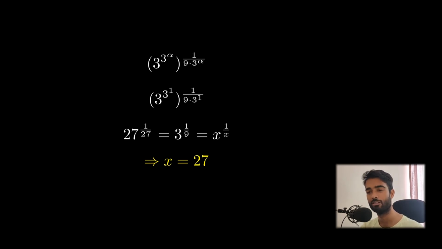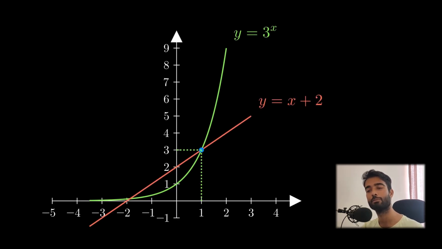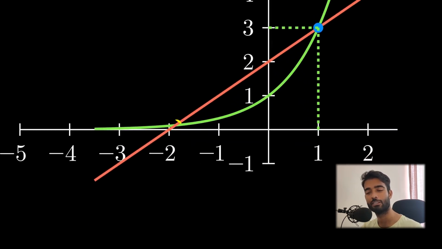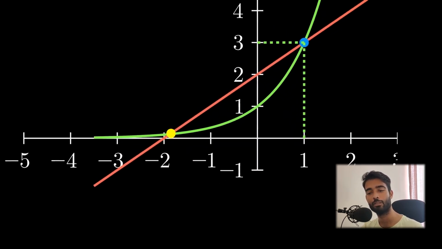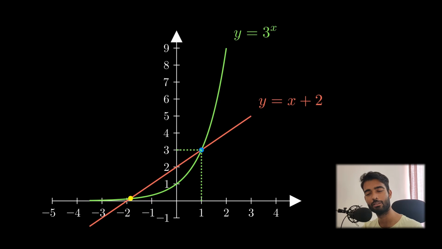Now wait a second, did we miss something? Let's go back to the graph of 3 to the power x and x plus 2. And we see that there is a second point of intersection. So what about this problem? It might be that 3 to the power this negative quantity is also a solution.